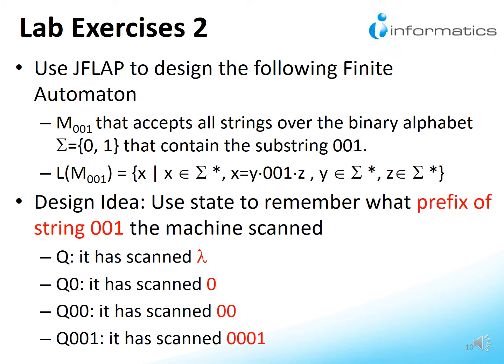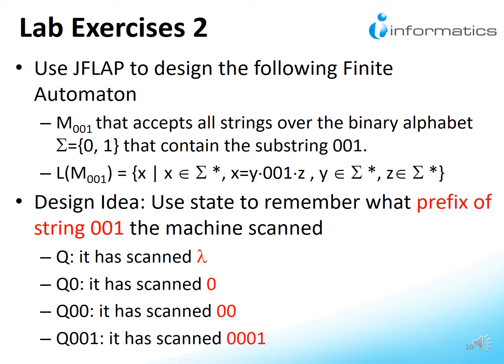In the second exercise, we are going to use the same tool to design a slightly more complex finite state automaton called M001. The purpose of this machine is to recognize all the strings over the binary alphabet such that they contain the substring 001. In other words, the language of the machine are the strings in Sigma star such that the string can be decomposed into Y001Z. In other words, 001 is a substring of x.